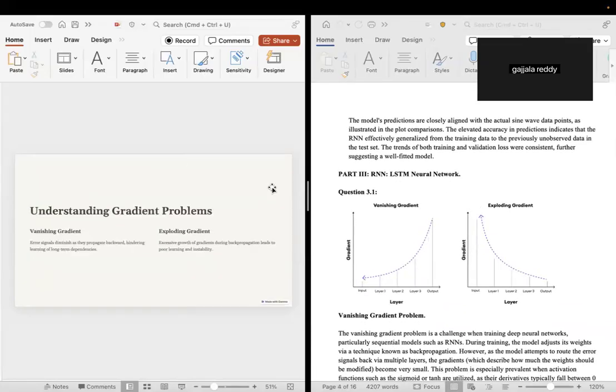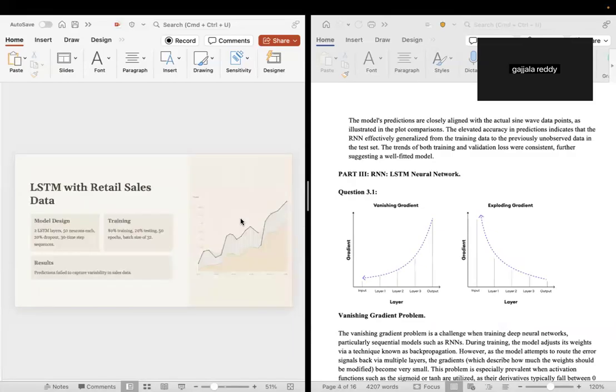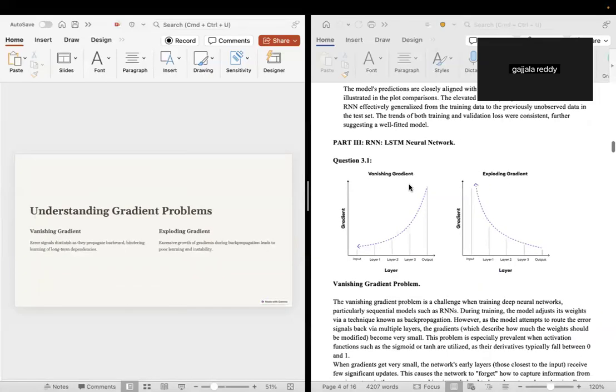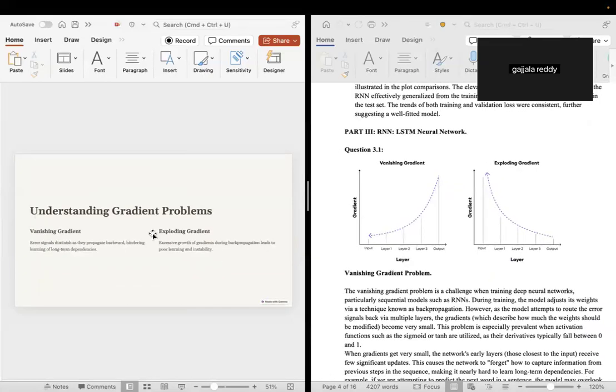Coming to part 3, RNN LSTM neural network. In this, we have understanding the gradient problems: vanishing gradient and exploding gradient. Vanishing gradient: error signals diminish as they propagate backward, hindering learning of long-term dependencies. Coming to exploding gradient, excessive growth of gradients during backpropagation leads to poor learning and instability.